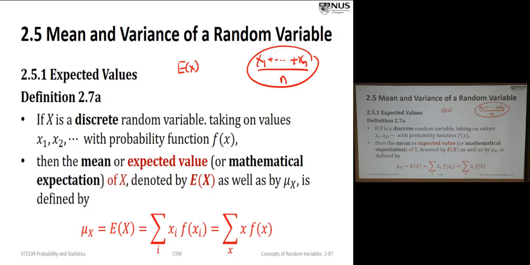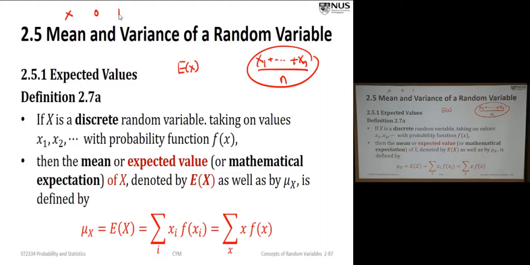So in other words, if I have x and it always takes the value 0, then what is the expected value? 0, because it's always 0. But what happens if x equals 0 and 1? What do you expect? What's the mean? So naturally you will think that 0 plus 1 divided by 2, so it's 0.5. All right?